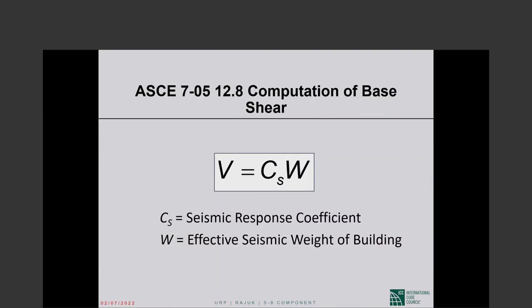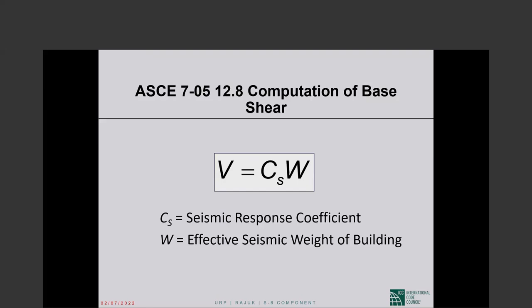In ASCE 7, the design base shear V is this coefficient C sub S, the seismic response coefficient, times the effective seismic weight of the building. Now this seismic coefficient C sub S and spectral acceleration S sub A are closely related, and the notations are used differently by ASCE 7-05 and BNBC 2020, making it very confusing to somebody like me. But I would like to point these things out as I go.